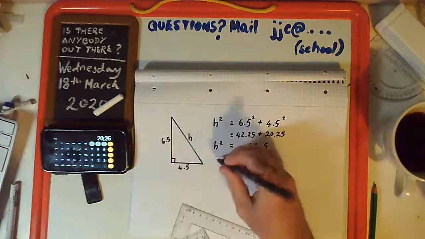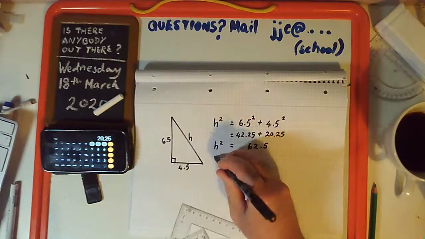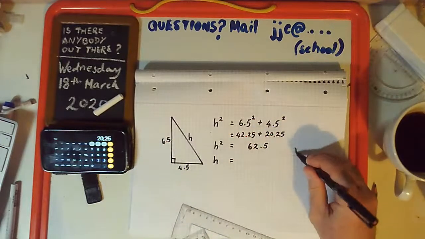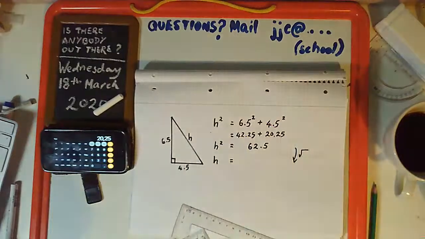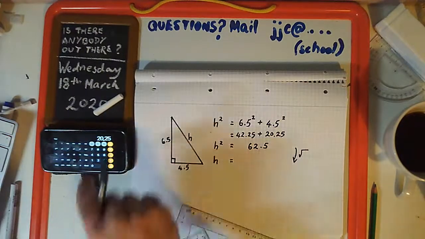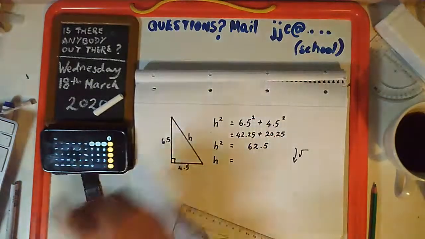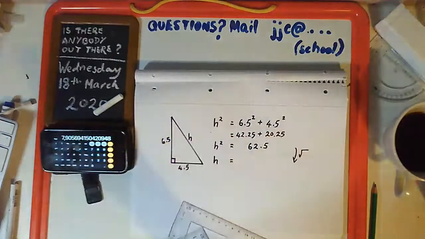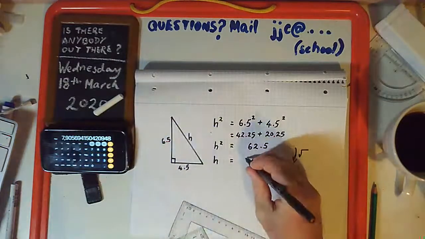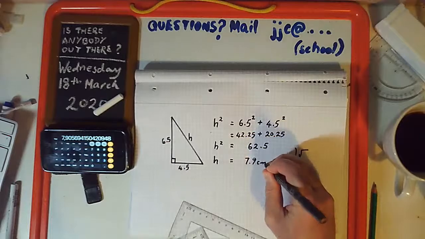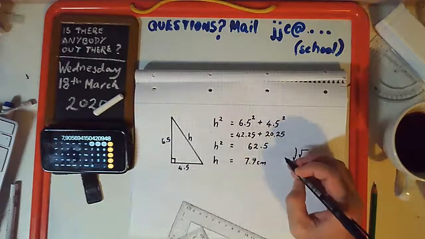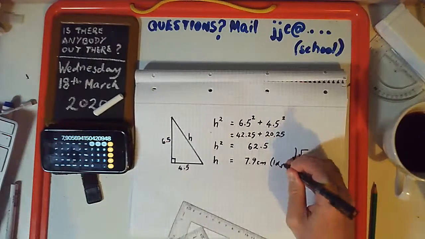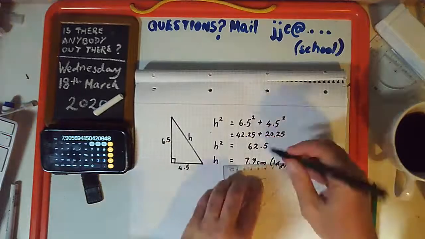People often confuse those. So if you know what something squared is, and you want to know what the thing is on its own, then what we need to do to both sides of that is to square root both sides. So if I just take the number, let's just clear all that, 62.5, and press my square root button, it's about 7.9 centimeters to 1 decimal place, 1 dp. So let's underline my answer neatly.